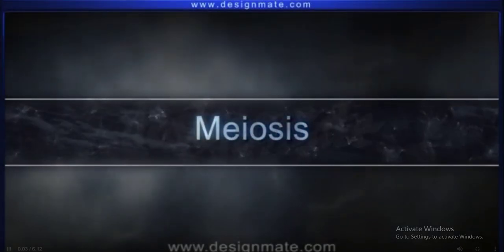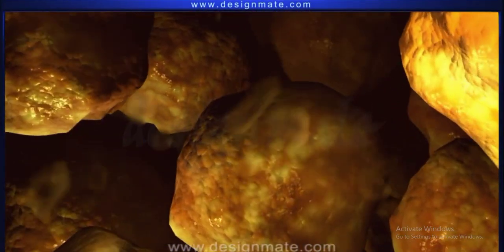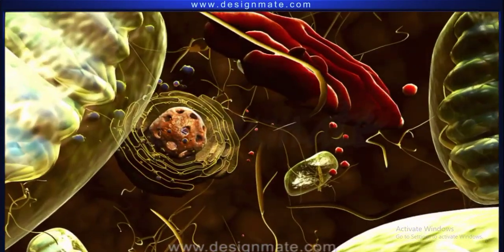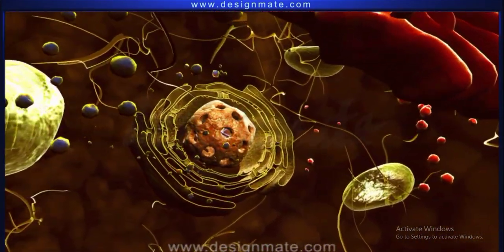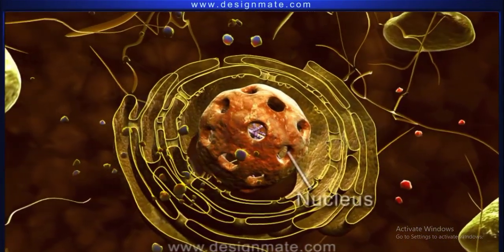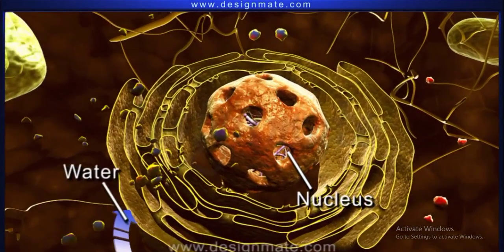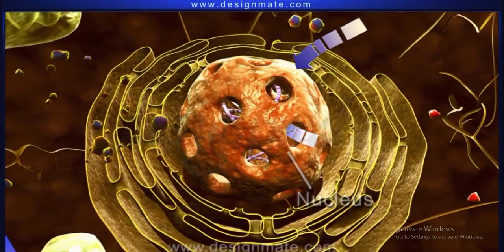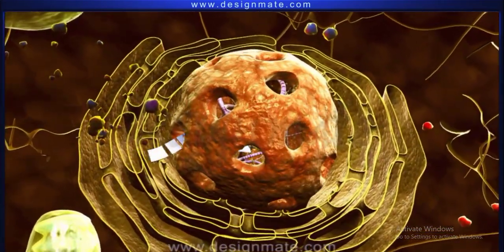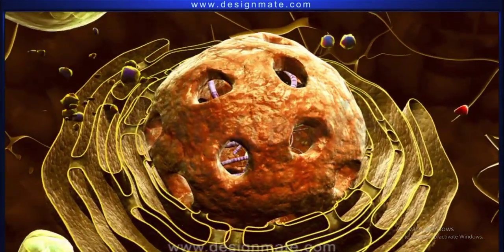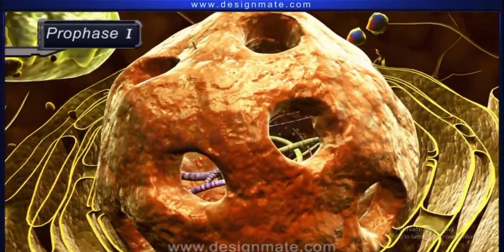Meiosis. In a eukaryotic cell, meiosis is an important process that takes place during sexual reproduction. In the beginning of the first meiotic division, the nucleus of the cell absorbs water from the cytoplasm and starts to swell up. The volume increases threefold, and the cell is now ready to enter the first stage of meiosis, called Prophase I.